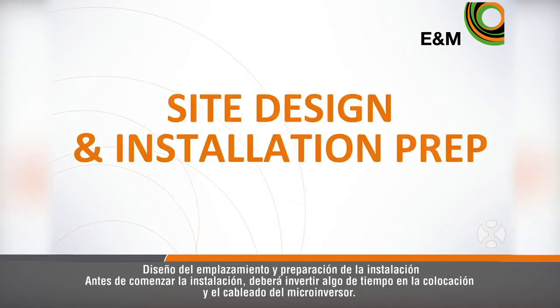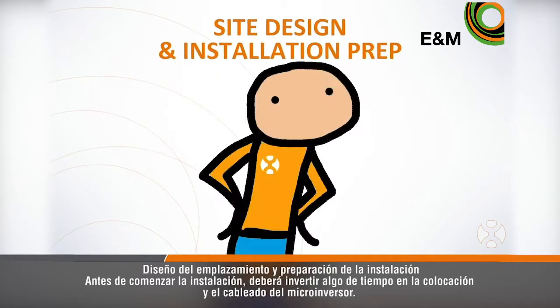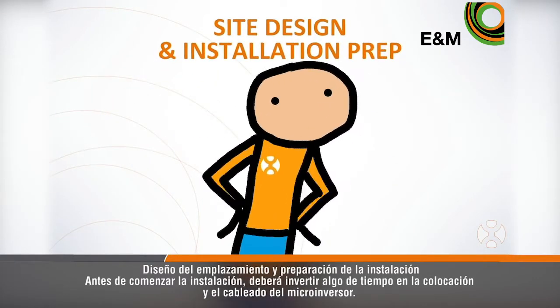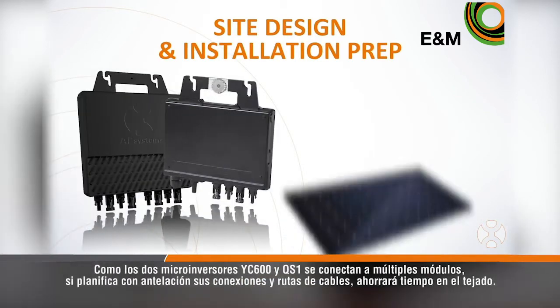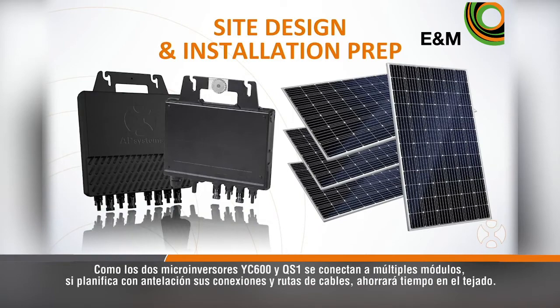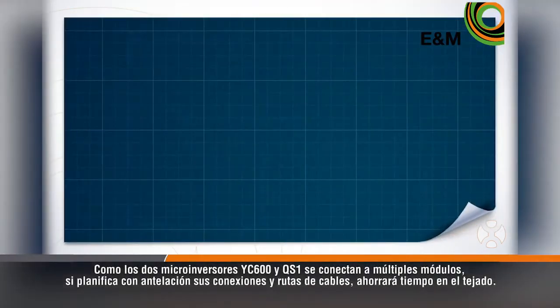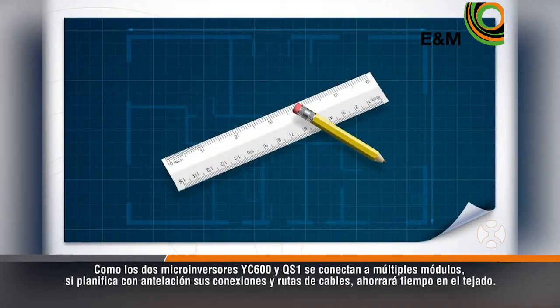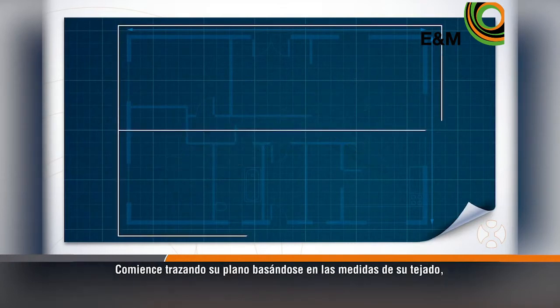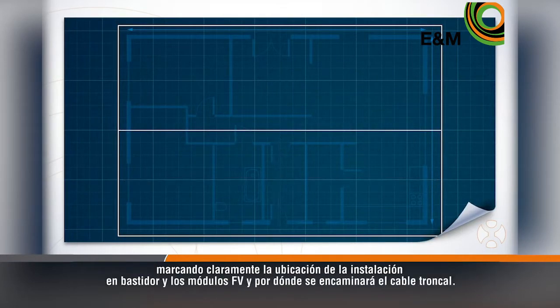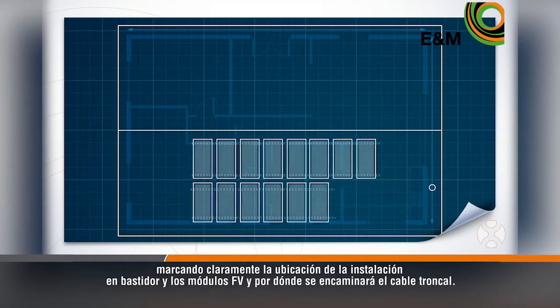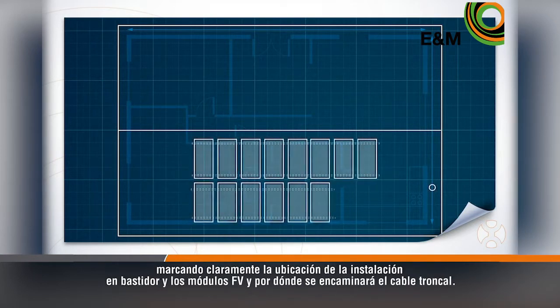Before beginning your installation, you'll want to spend some time on microinverter placement and cabling. As both YC600 and QS1 microinverters connect to multiple modules, planning out your connections and cable routes in advance will save you time on the roof. Begin by drawing out your layout map based on your roof measurements, clearly marking the placement of racking and PV modules and where the trunk cable will be routed.